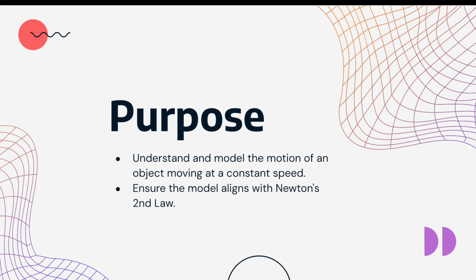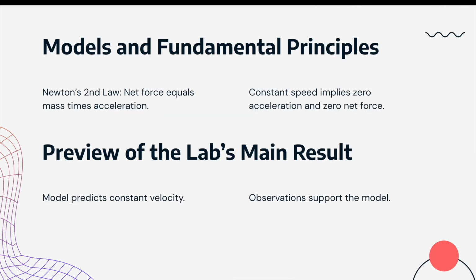So the purpose of this lab is to understand and model the motion of an object moving at a constant speed, ensuring that this model aligns with the physical principles of Newton's second law. In this experiment, I use Newton's second law, which states that the net force on an object is equal to the mass of the object multiplied by its acceleration. Since the skateboard moves at a constant speed, the acceleration is 0, implying that the net force acting on the skateboard is also 0.